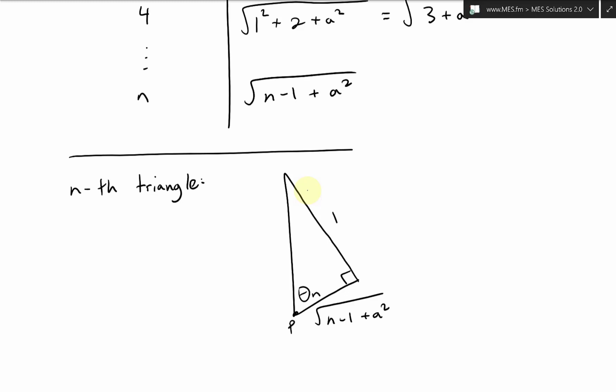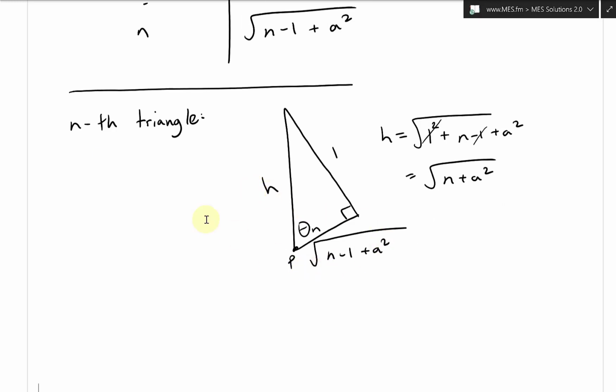And now this hypotenuse, this h, I'll just solve this one, it's going to be the square root of 1 squared, the side, plus this over here, that's going to be plus n minus 1 plus a squared, because the square roots cancel. This equals, this cancels, we're just left with the square root of n plus a squared, like that. So that's our h.